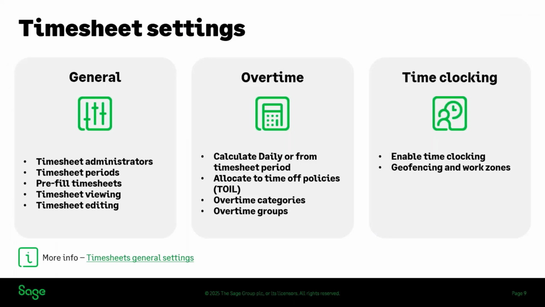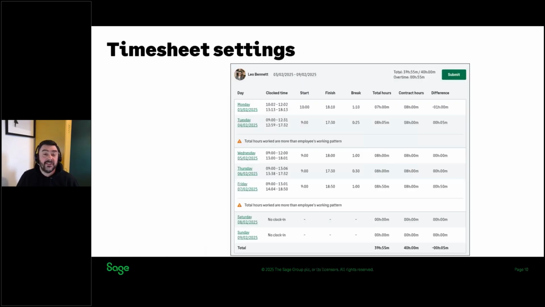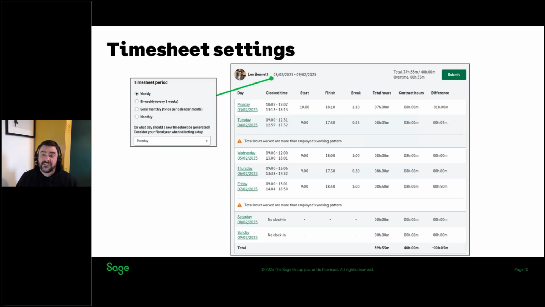So those are your three main categories of the settings. Now we've seen what some of those settings do, I just wanted to come back to how they affect the timesheet itself. On the slide here, I've got a screenshot of a timesheet with most of the features switched on. But I'm going to show you where the settings affect this timesheet.